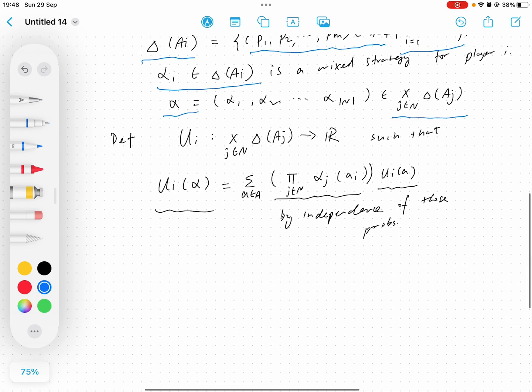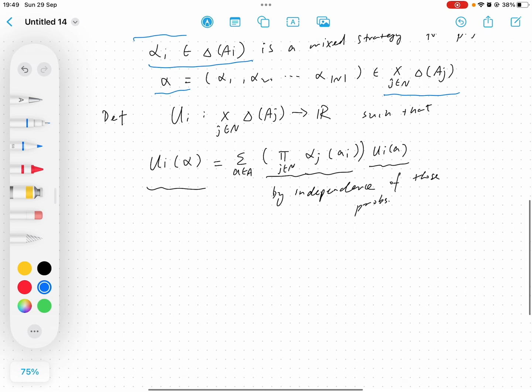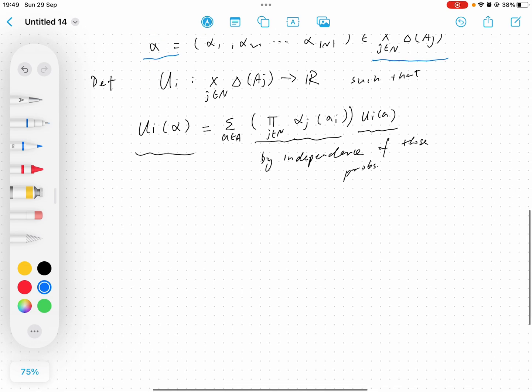So for us to more conveniently study those utilities in the mixed extension of a strategic game, we need to define some sort of utility functions with those mixed strategies, right? So we define this capital letter Ui to be a map from the product of all those delta Aj's to a real number, because its utility is just a real number, such that this Ui given some alpha is the summation of something. So we sum all those things, which is just the product of those alphas.